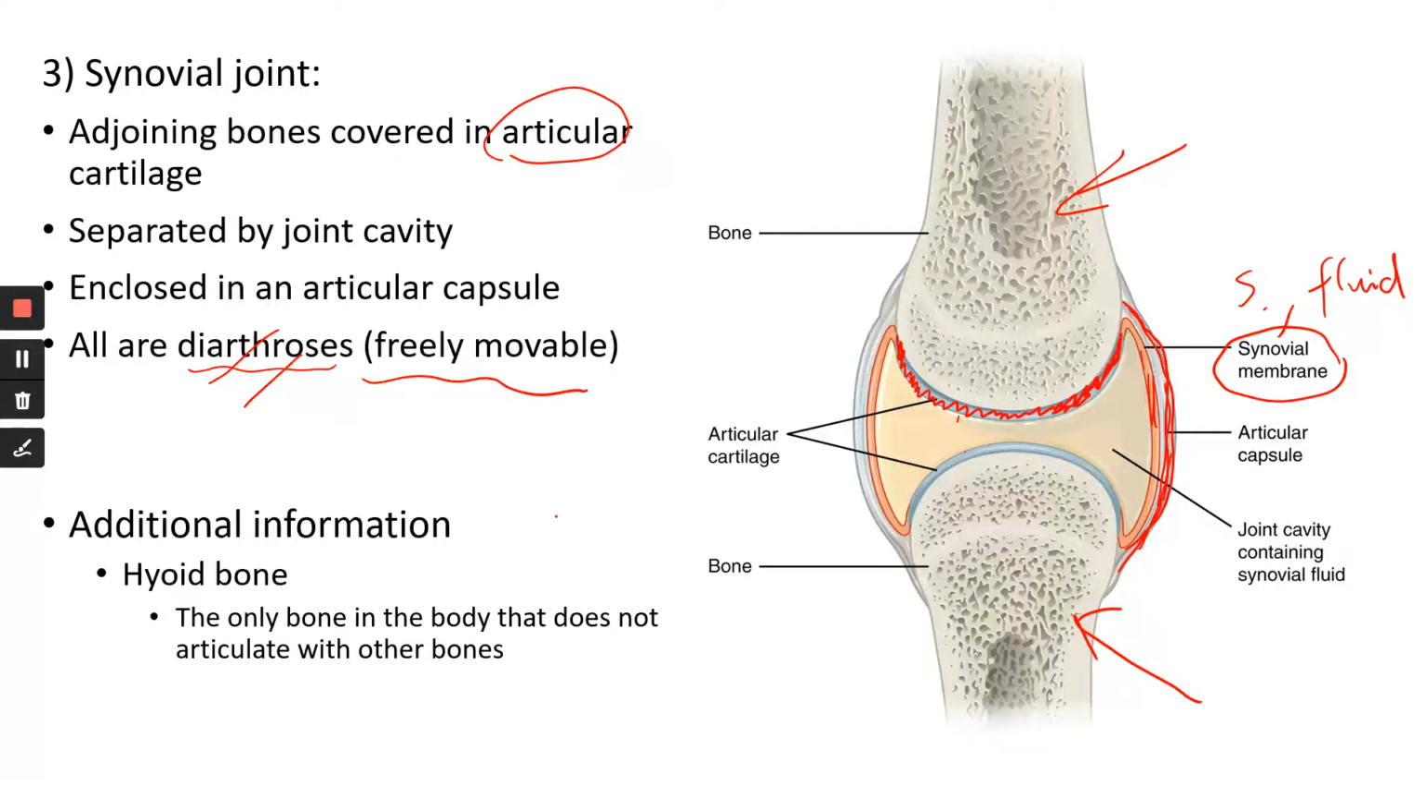So here's some additional information. I don't think TEAS will ask you this, but just in case. You have a hyoid bone. It's actually in your neck. The hyoid bone is the only bone in the body that does not articulate with any other bones. So it's hanging there. There are tendons and muscles attached to it. Again, that's the only bone that does not form a joint.